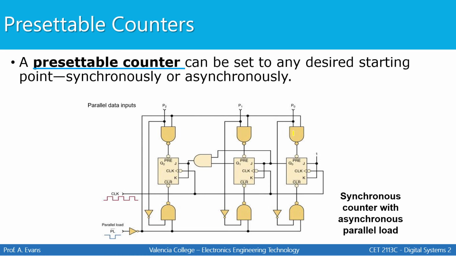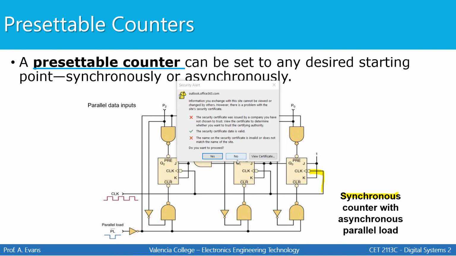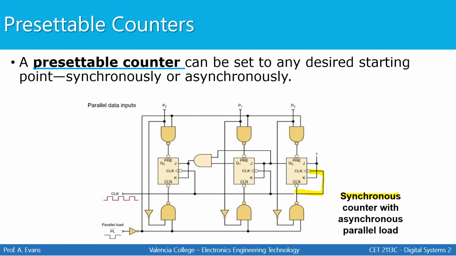A presettable counter is a counter that can be set to any desired starting point, synchronously or asynchronously. And on the screen is an example of a synchronous presettable counter with an asynchronous parallel load. So let's break that down for a minute. It's a synchronous counter. That means that each flip-flop has a clock signal that is attached to the same clock input.